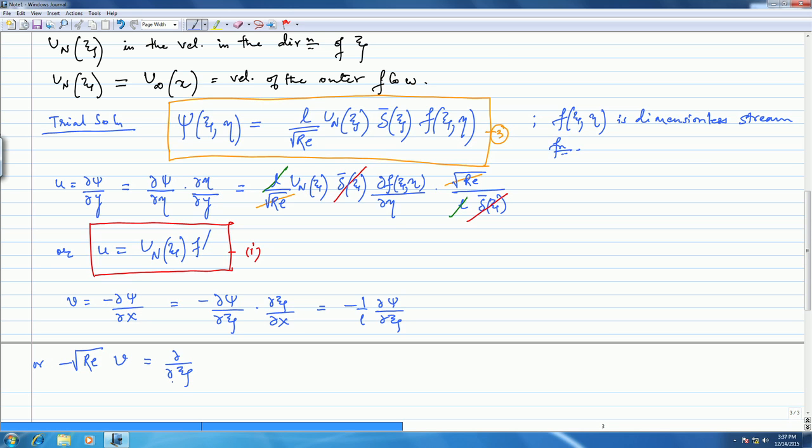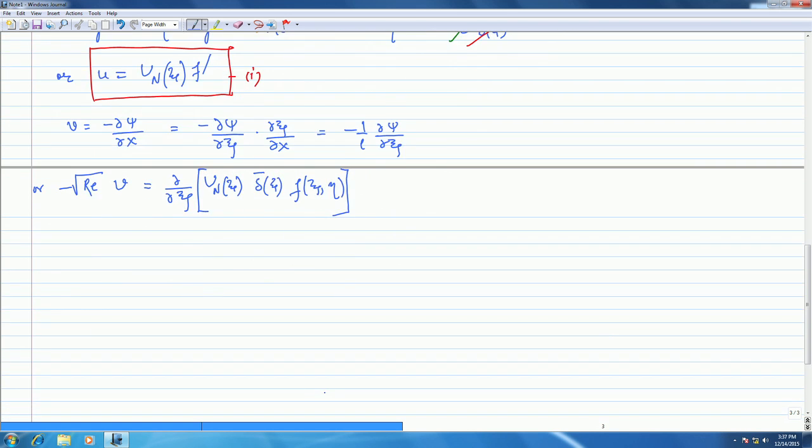del zeta of u_n zeta delta bar f of zeta eta, and that's it. So minus Re into V is equal to del zeta of u_n zeta delta bar zeta and f of zeta eta. Okay, so we get that.